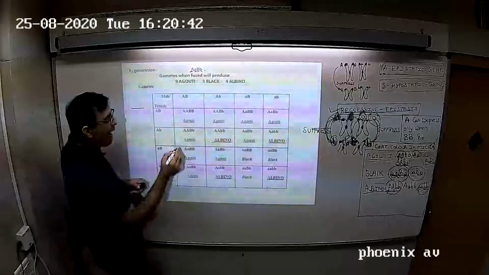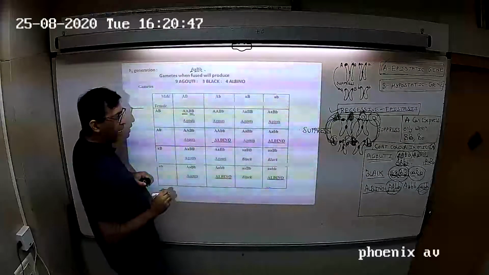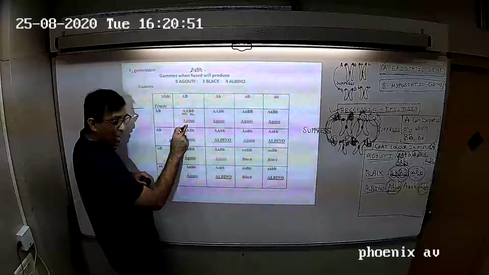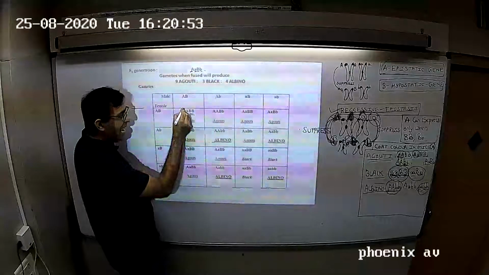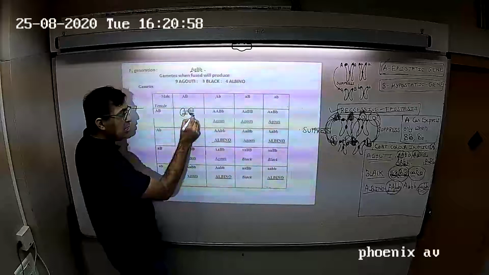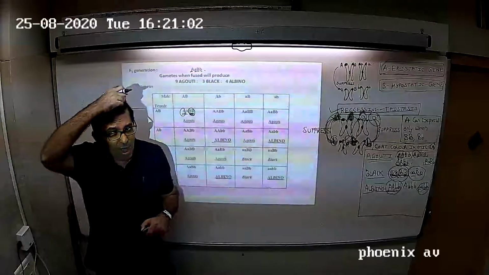Sir, here there is capital A, capital B, capital B, capital B. What will it form? Agouti. Capital A will form agouti, and what is the condition? Capital B, capital B. What if it was small b, small b?